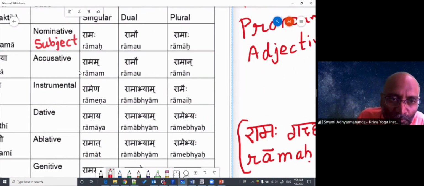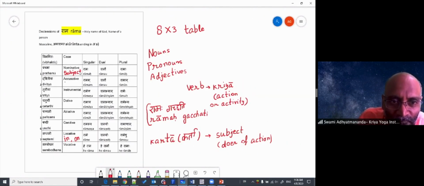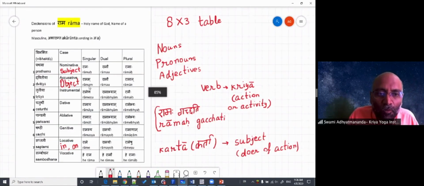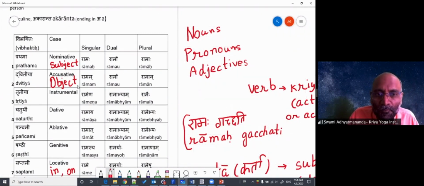Accusative. Accusative would be object. So this is the object. What does object mean? That this Rama is the object of some action. So if I say I am seeing Rama, so I am the subject, I am the doer of, first of all the verb. So I see Rama.